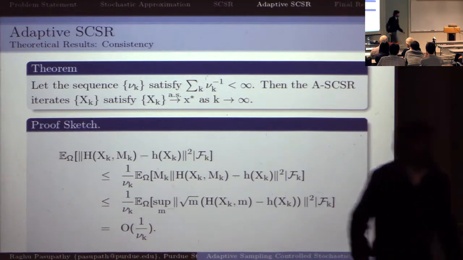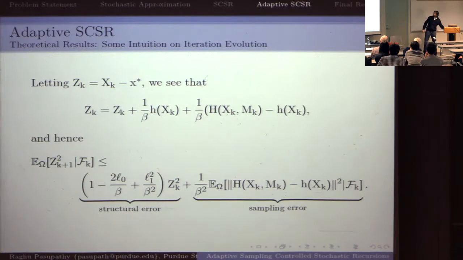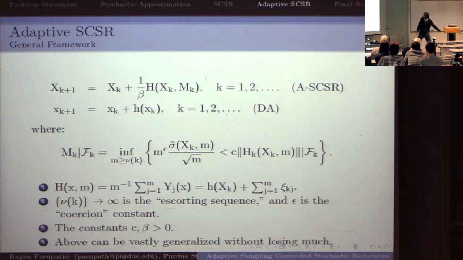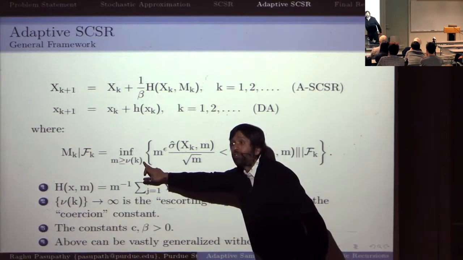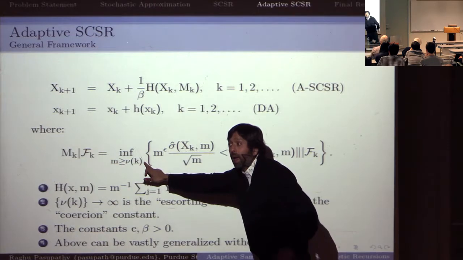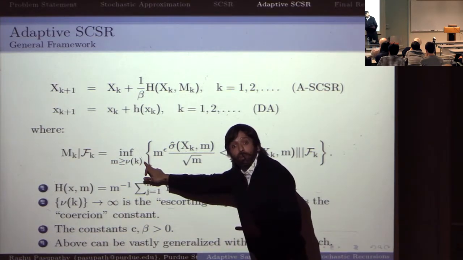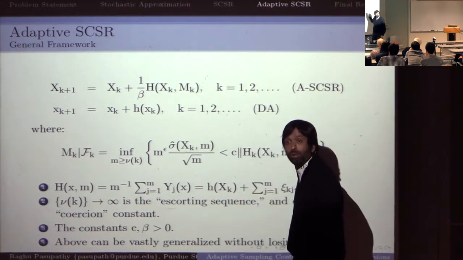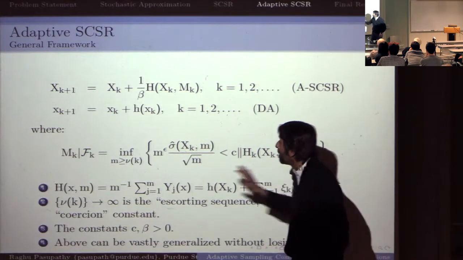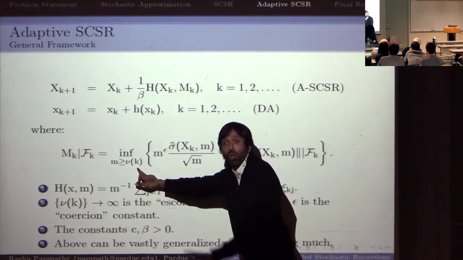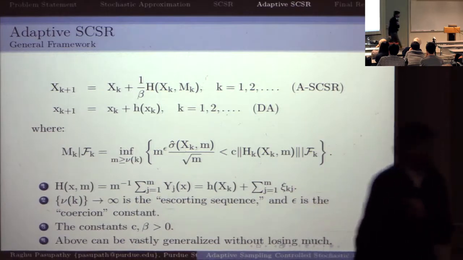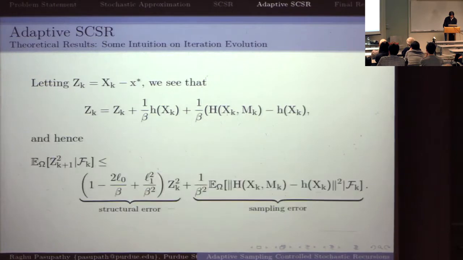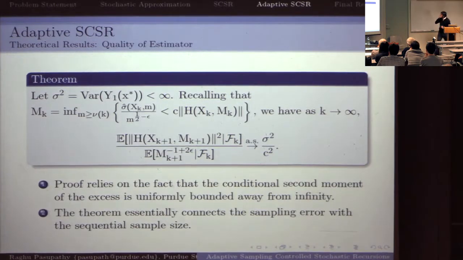This nu k sequence, which I'm calling the escorting sequence, the only role that it plays is it makes sure that it gets you to the vicinity of the root. As you get closer and closer, it ceases to be binding, so to speak. It gets you close, and after that, the sample size rule essentially takes over. So to that extent, it's not very important. It brings you close, and then lets go, so to speak. Okay, that's almost sure convergence.